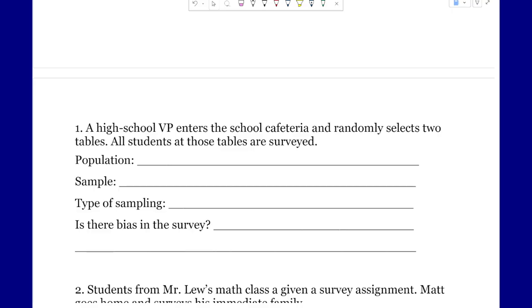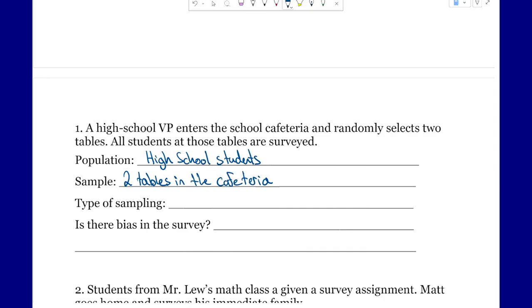So what is the population? What is the large group that I am surveying, or trying to gather information on? In this case, the larger group would be high school students. Maybe it's students at that school, or maybe just high school students in general, but the larger population that I'm concerned about is high school students. The sample is the 2 tables in the cafeteria. That is who I'm actually asking.